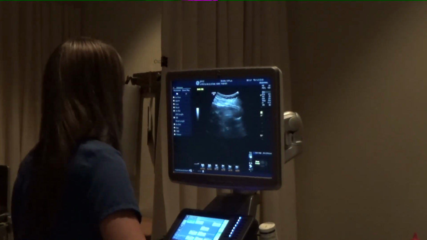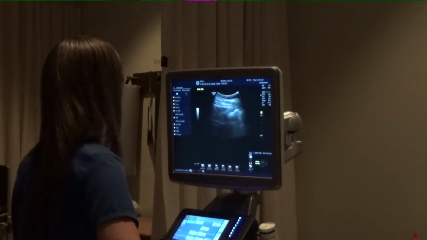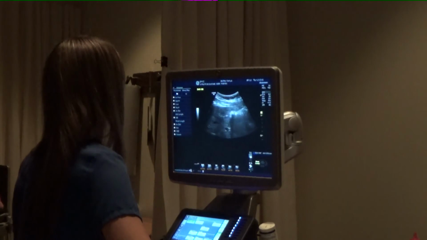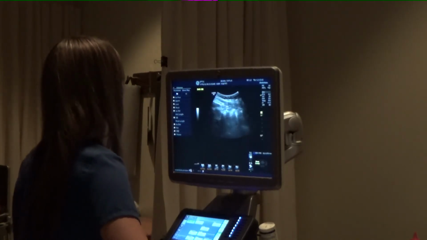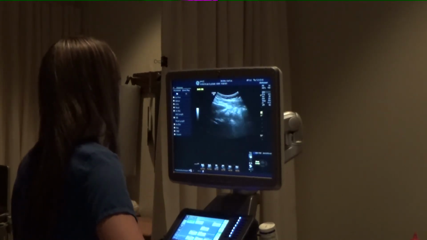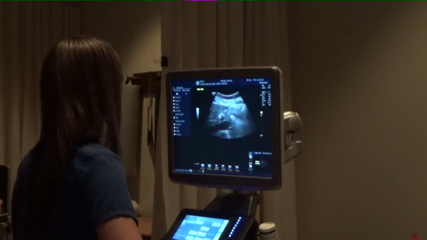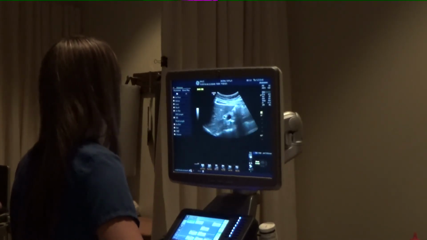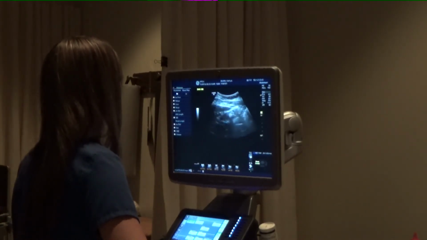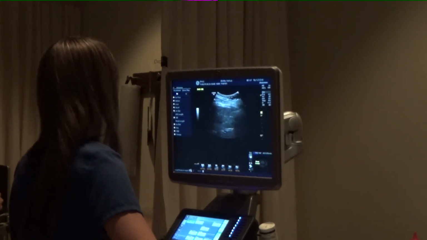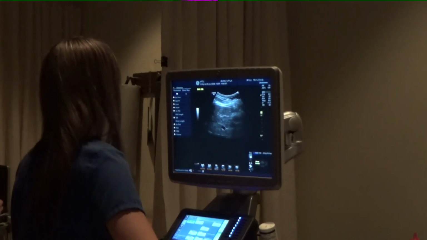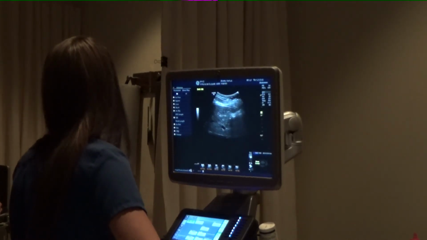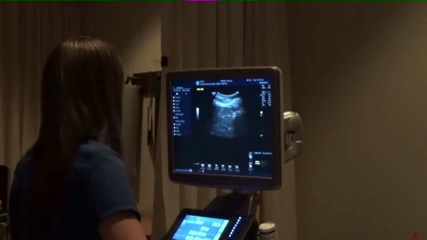And then if they did not have stones and had the symptoms, what would you call that? It would be called acalculous cholecystitis. Okay. And what populations are prone to acalculous cholecystitis? Patients that are really sick, like in the ICU, and like tube-fed patients and stuff like that.